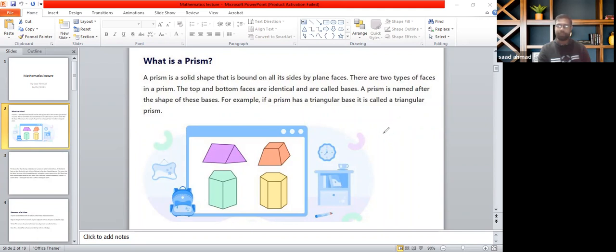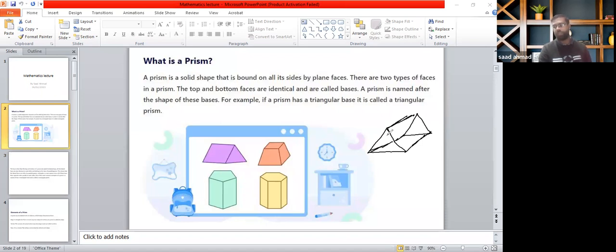Let's say, for example, I have a triangle here, and I have another triangle which is here. Then I join them by the lines like this. Then this thing, which is like a tent or something, is a prism.